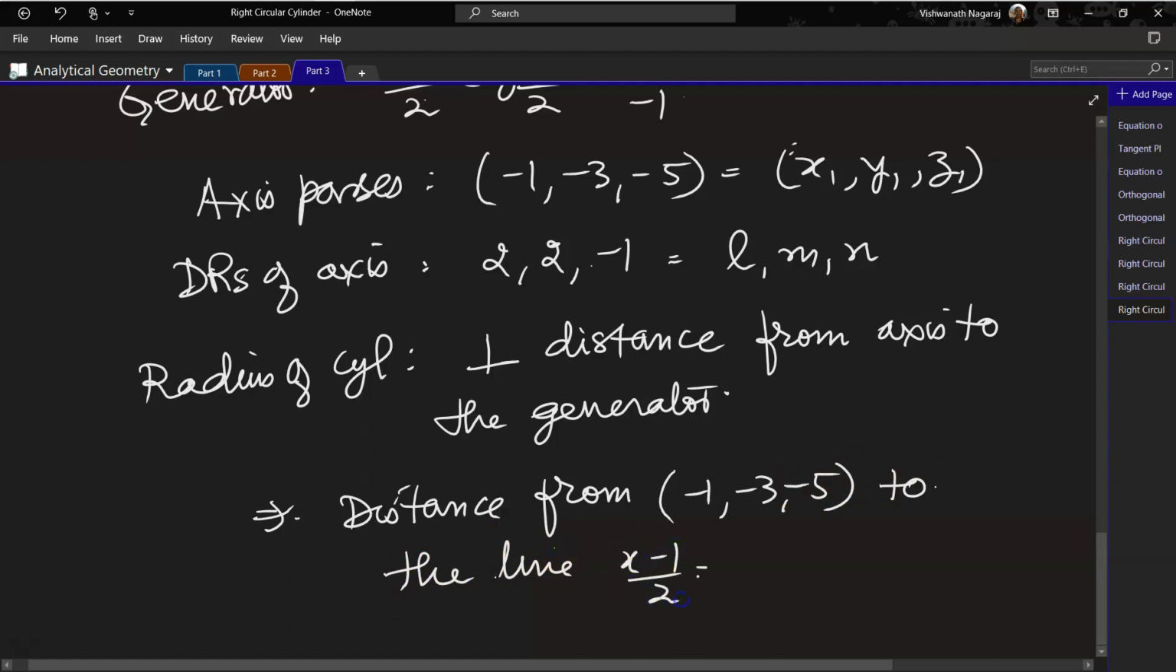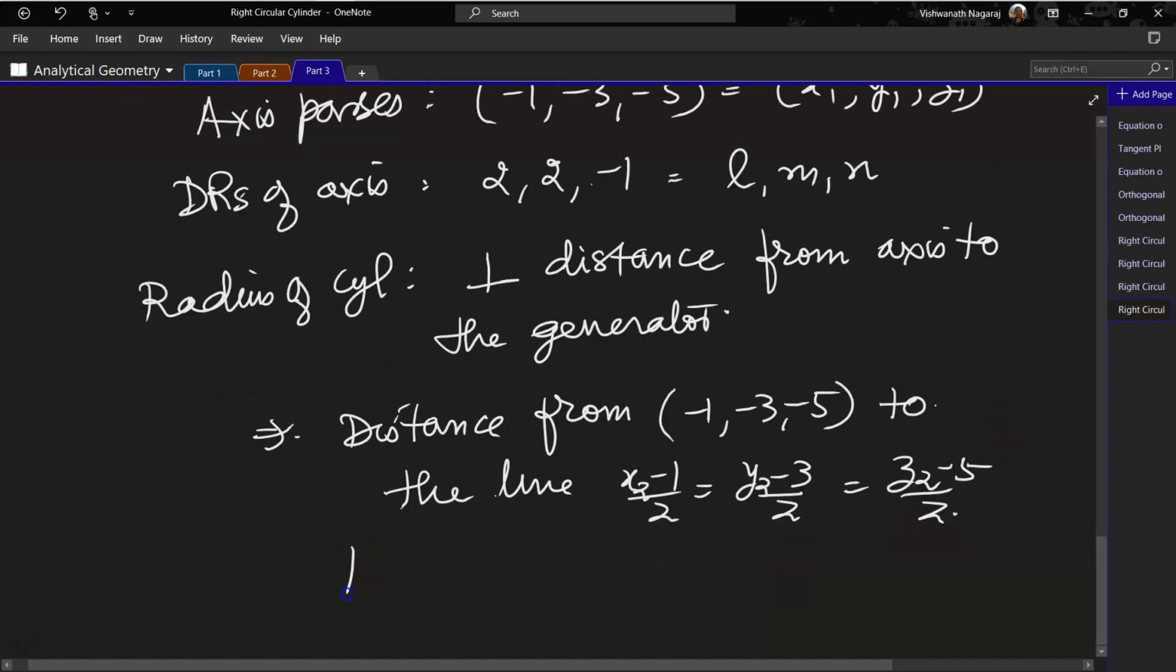(x minus 1)/2 = (y minus 3)/2 = (z minus 5)/2. But this is the general equation, remember? So what we have to do is use a particular point on the line. So let's say (x2, y2, z2).